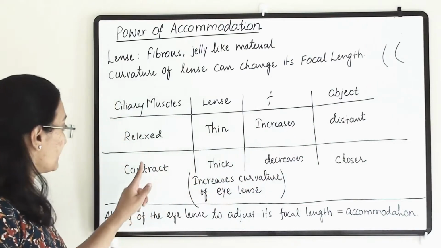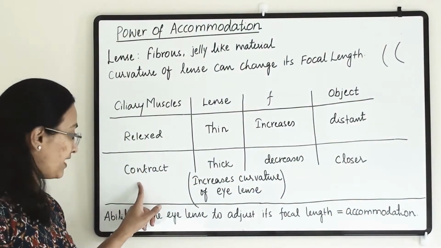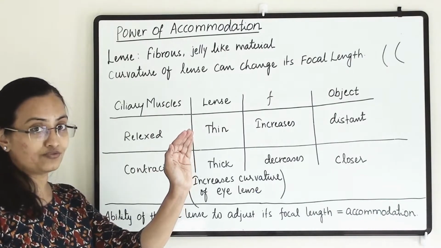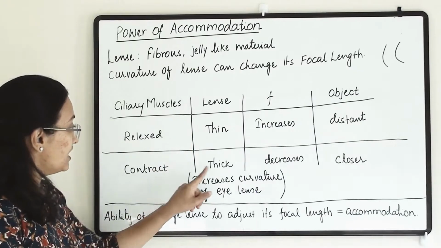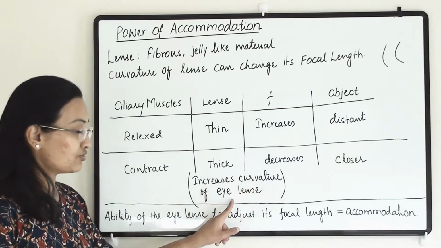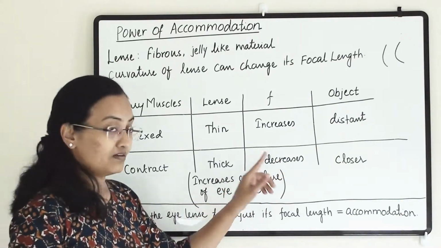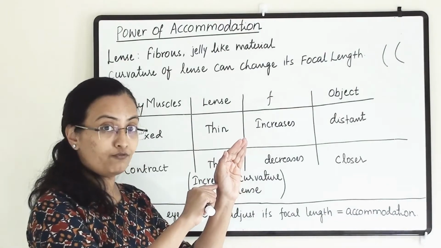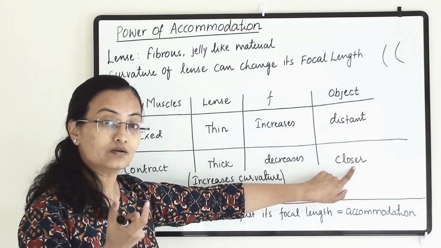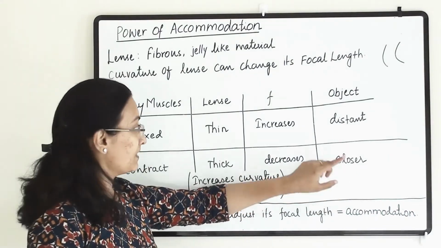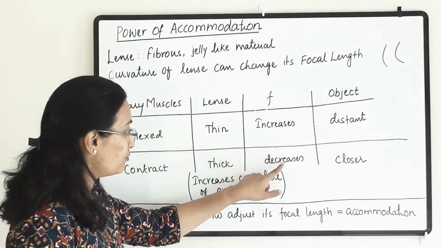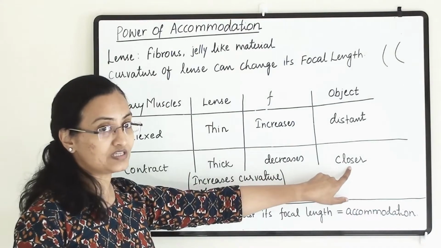When the ciliary muscle contracts, that means it is relaxed in this position, but when it contracts, the curvature of the lens will increase. And in that case, the lens will become thicker and it increases the curvature of the eye lens. But when curvature increases, the focal length will decrease, and that's why our eye will be able to see the closer object clearly. So when the focal length increases, the distant object we will see clearly.